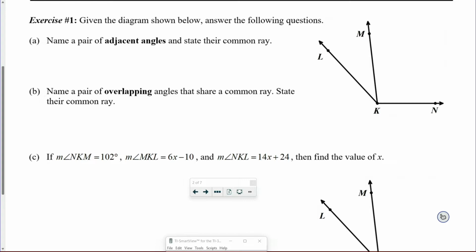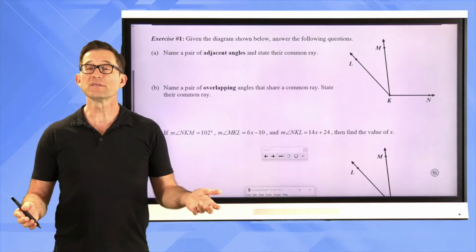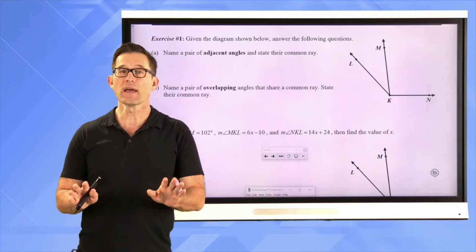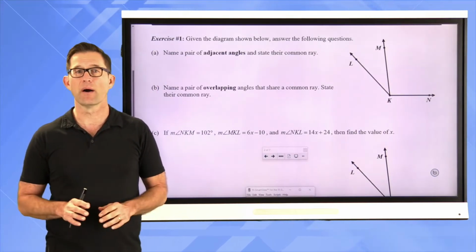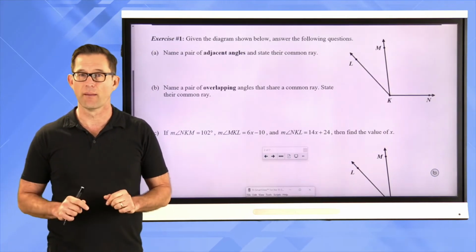Given the diagram shown below, answer the following question. A, name a pair of adjacent angles and state their common ray. All right, this is simple enough, right? Again, adjacent angles are non-overlapping angles that share a common ray. We'll talk about what that means in a second.